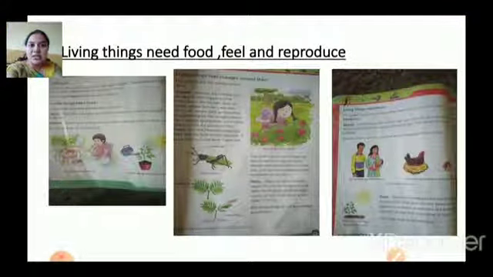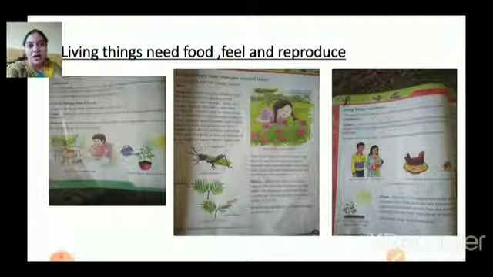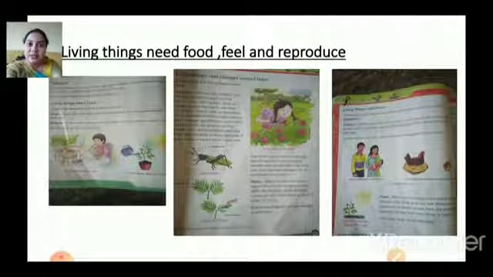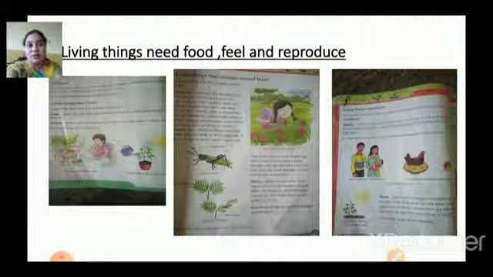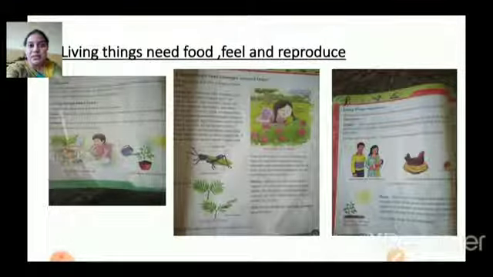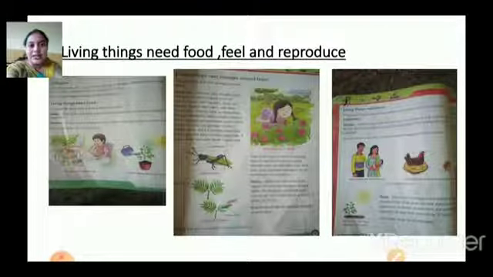Next is food, feel and reproduce. For living things, first we are only concentrating on them, because this chapter is about living and non-living things. Once you understand the features of living things, you can definitely have the answers ready for non-living things. It will be very easy for you to understand non-living things. So the next point is that living things need food, and it requires food for its growth, for its movement, for its reproduction, and living things also feel.